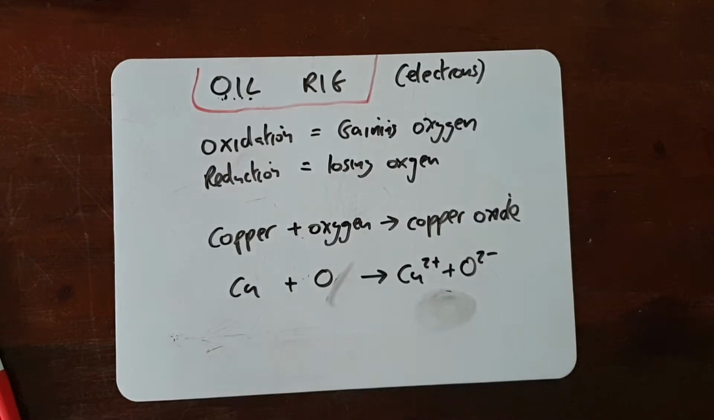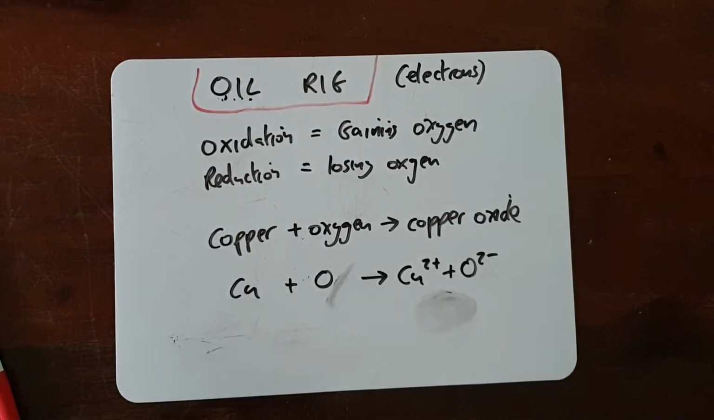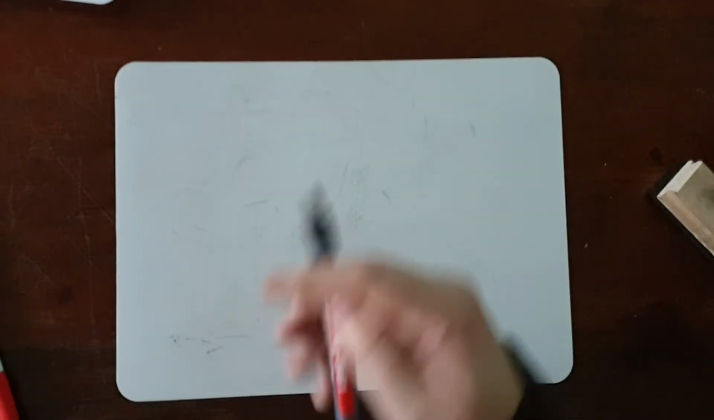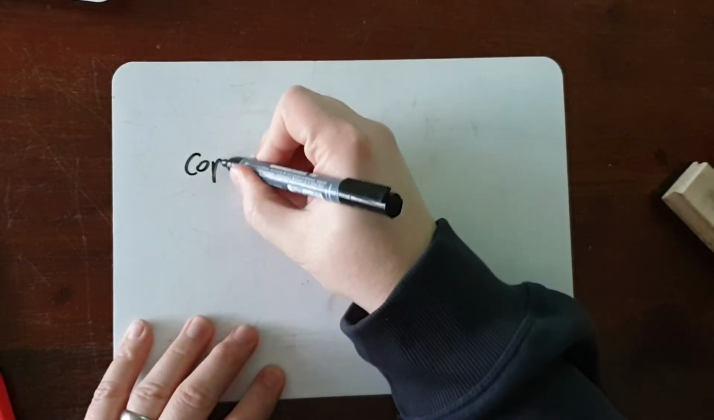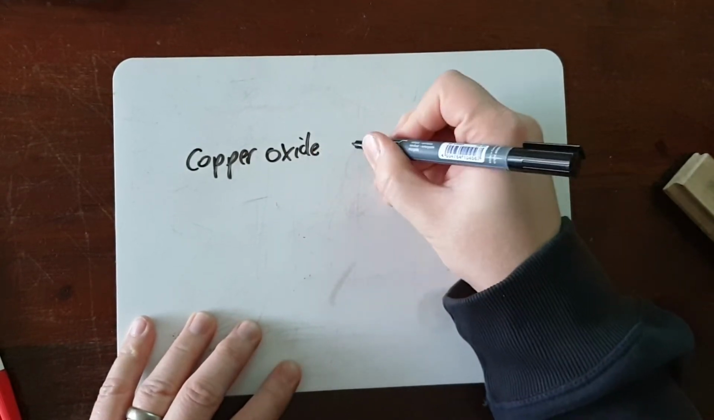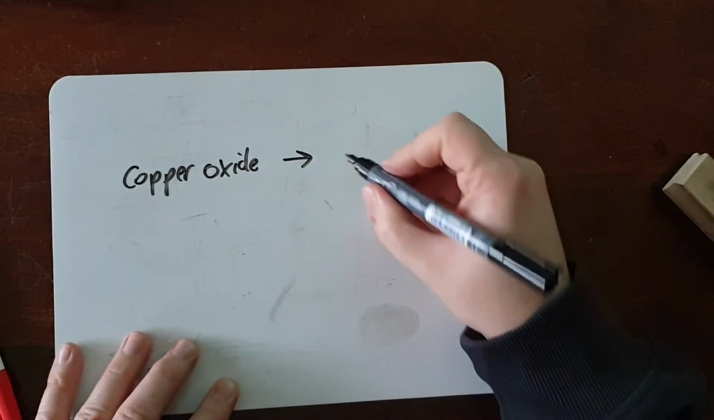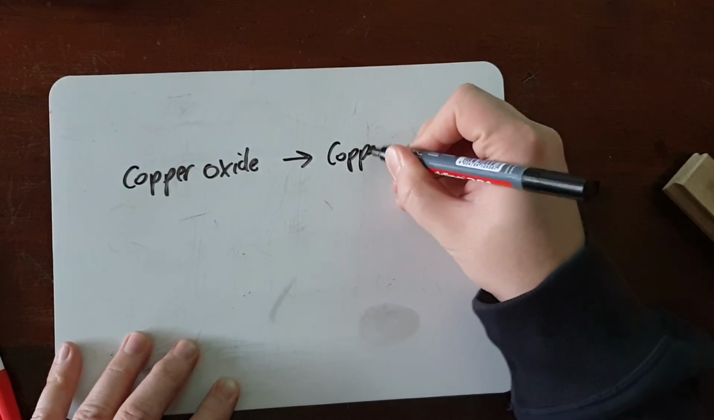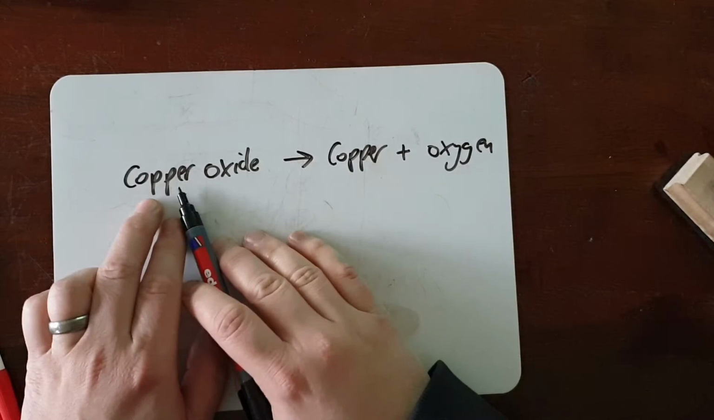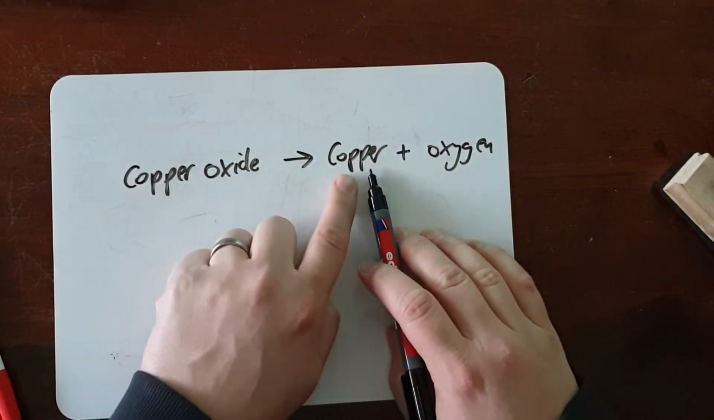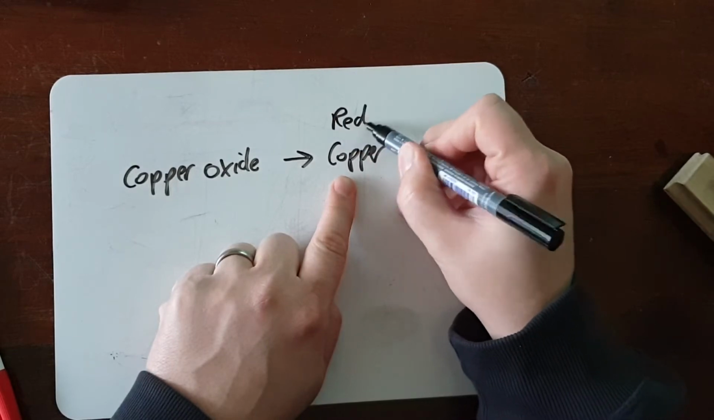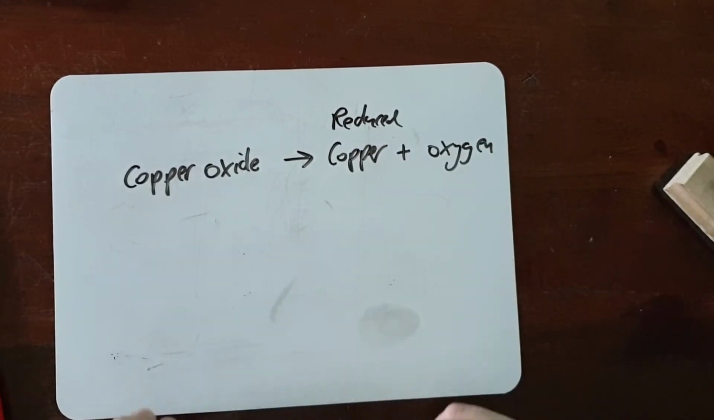Okay, if we did that the other way, so if we had copper oxide and we were splitting it up, so we're going to do some electrolysis or reaction on it, we're going to split it up and turn it into copper and oxygen. What's actually happened here? Well, the copper has lost oxygen, so it has been reduced. It's lost the oxygen, so it's been reduced.